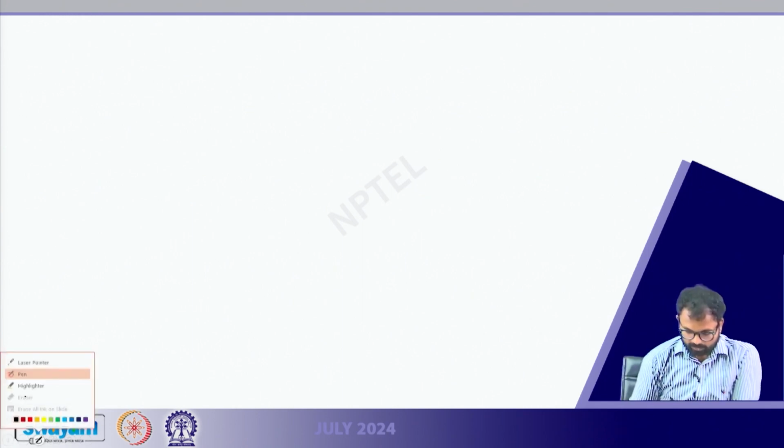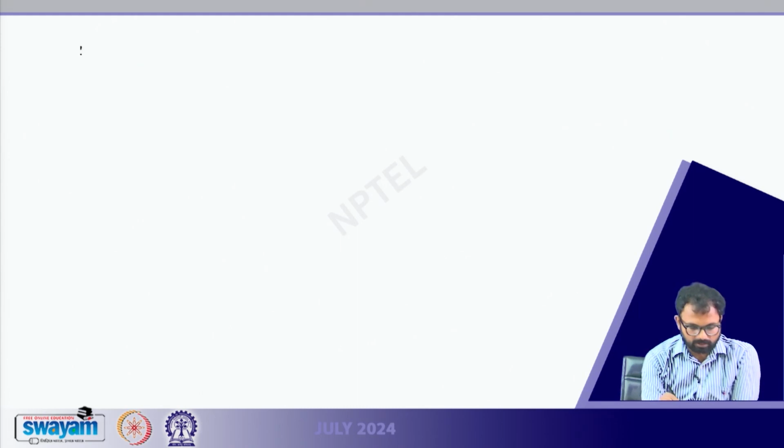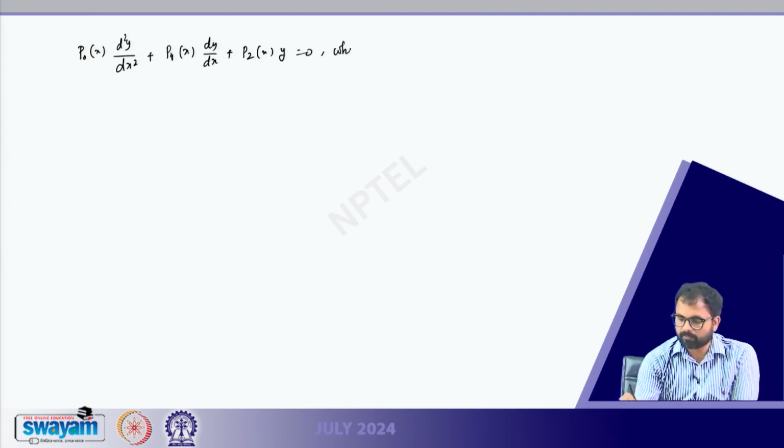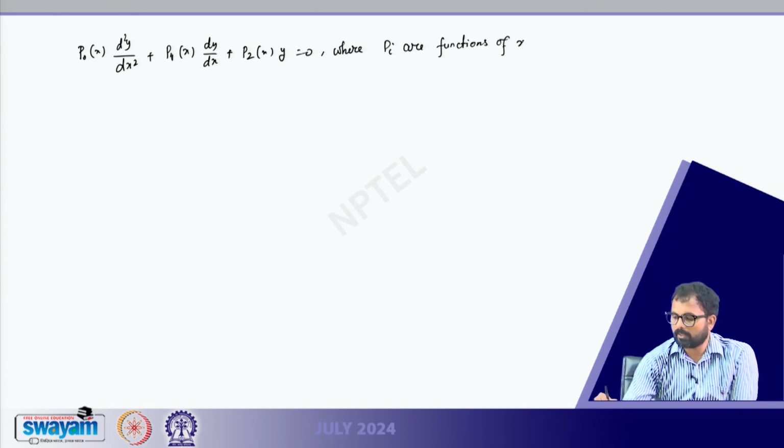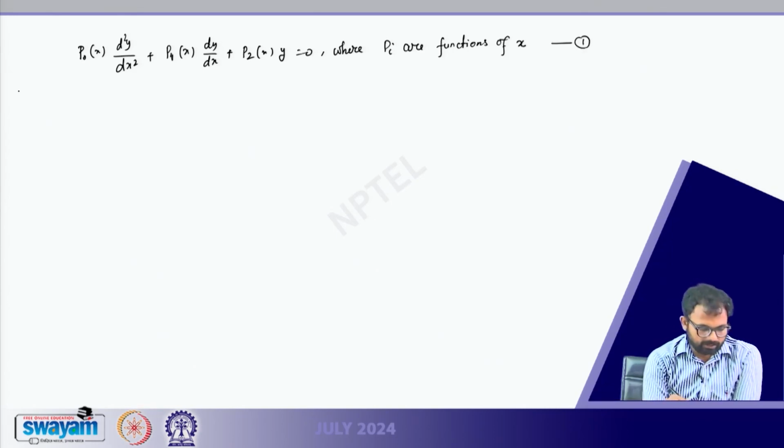Usually we'll stick to second order ordinary differential equations, and it could be of this form: p0(x) d square y by dx square, or simply y double dash x, plus p1(x) dy by dx, or y dash x, plus p2(x) into y equals 0, where the pi's are functions of x basically. Suppose this is our equation 1.